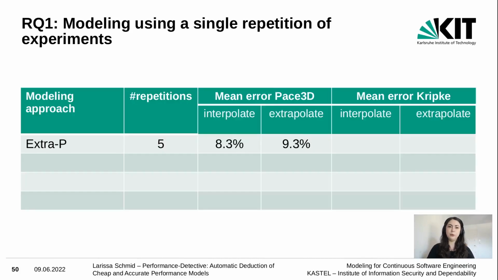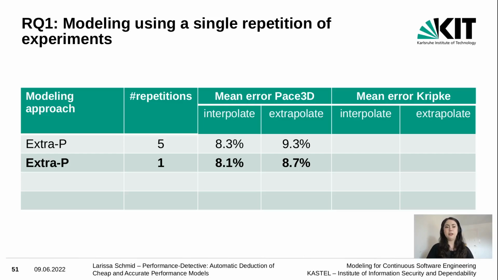And now we will evaluate whether it was indeed a good idea to use only this few samples. First, by evaluating how modeling using only a single repetition of experiment works. So using the traditional sampling design. And I will start off with XRP and 5 repetitions, where we can see that for Pay3D, the error is around 8% for the interpolated measurement set and around 9% for the extrapolated test set.